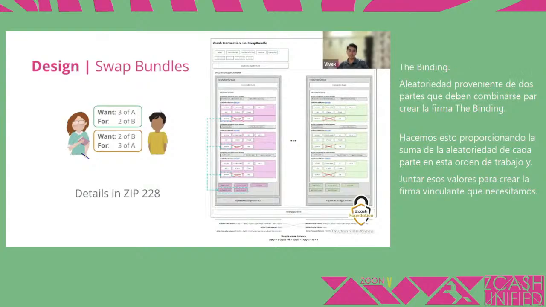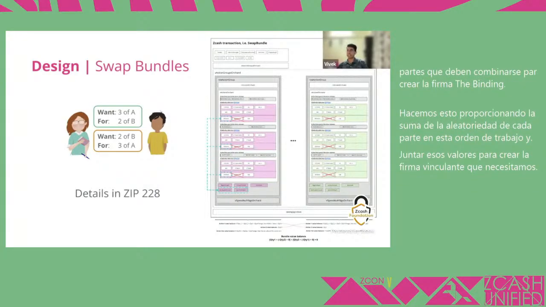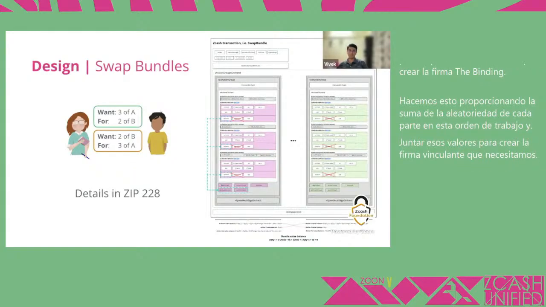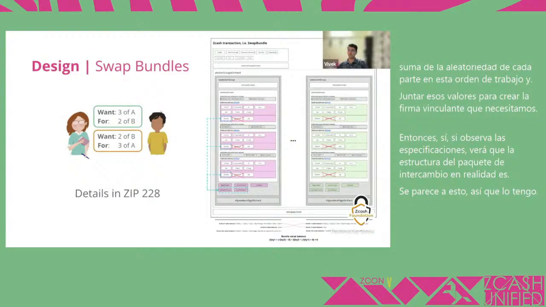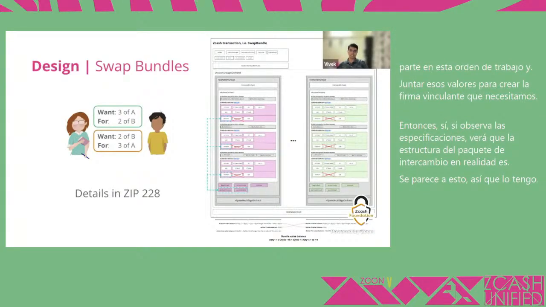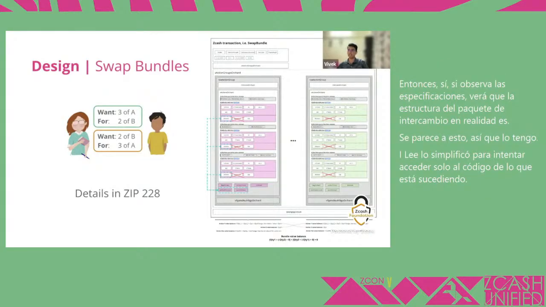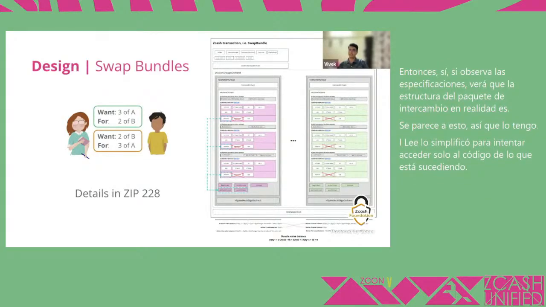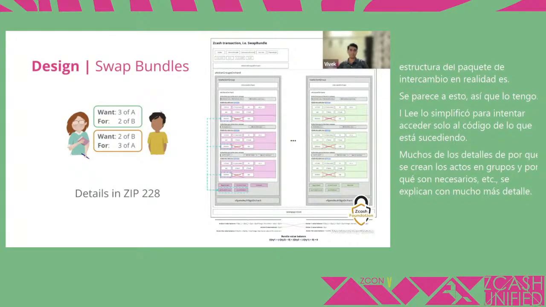So yeah, if you look at the specification, you will see that the swap bundle structure actually looks like this. I have highly simplified it to try and go to just the core of what is going on. A lot of the detail of why action groups are created and why they are needed and so on are explained in a lot more detail in ZIP 228 and the rationale parts of that ZIP. We'd absolutely love for you to go over the spec and see what you think about it.